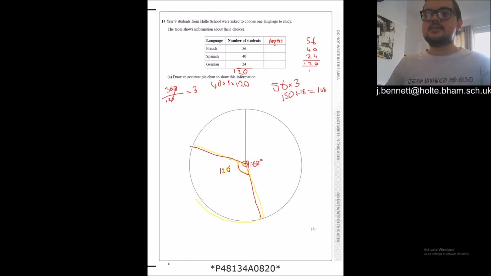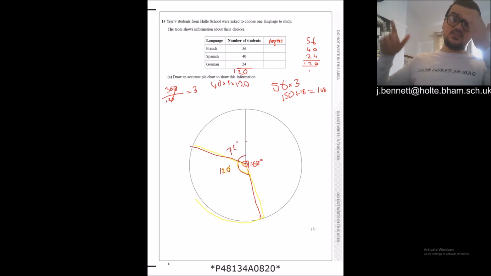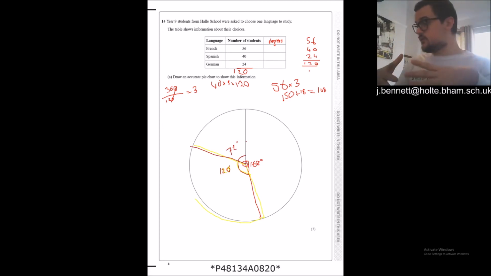And then just on the safe side, you measure this angle, and it should equal 24 times 3, which I'm going to just tell you anyway is 72. And when you add these 3 numbers together, you get 360, because you should anyway. That's also a good thing to double check.